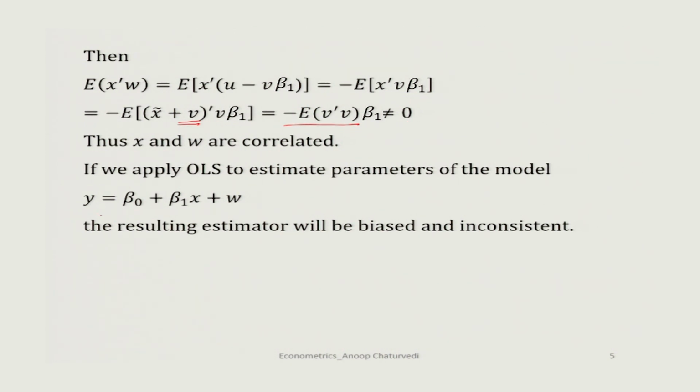So, in this model x is correlated with W. So, if we apply OLS estimator for estimating the parameters of this model beta naught and beta 1, then the resulting estimators are biased and inconsistent, and this problem arises because of the correlation between x and W, the explanatory variable and the disturbance term.